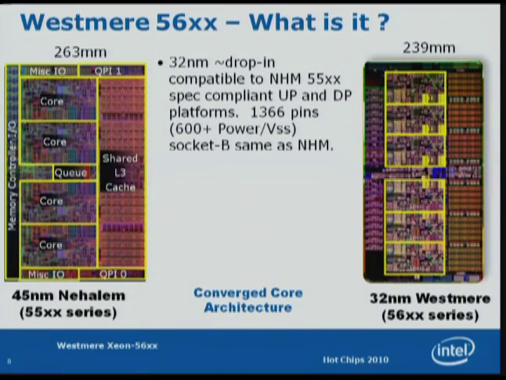Okay, so what is the Westmere? Again, I think the product name is 56xx. I'll mention this is all shipping product I'll talk about today. So you're looking at a couple of die plots here. On the left-hand side of the diagram is the Nehalem product. So that's a 4-core die plot, 263 millimeters. These die plots are roughly to scale here, actually.